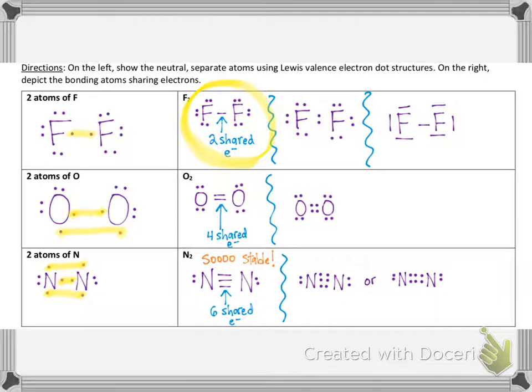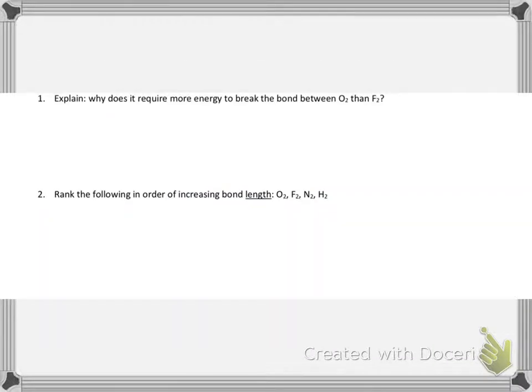Okay, couple of quick practice problems. So, first you're going to explain why would it require more energy to break the bond between O2 than F2? And then you're going to rank, put in order of increasing bond length, oxygen, fluorine, nitrogen, and hydrogen gases. All right, so try both of these, and when you are ready to check your glorious answers, unpause the video.